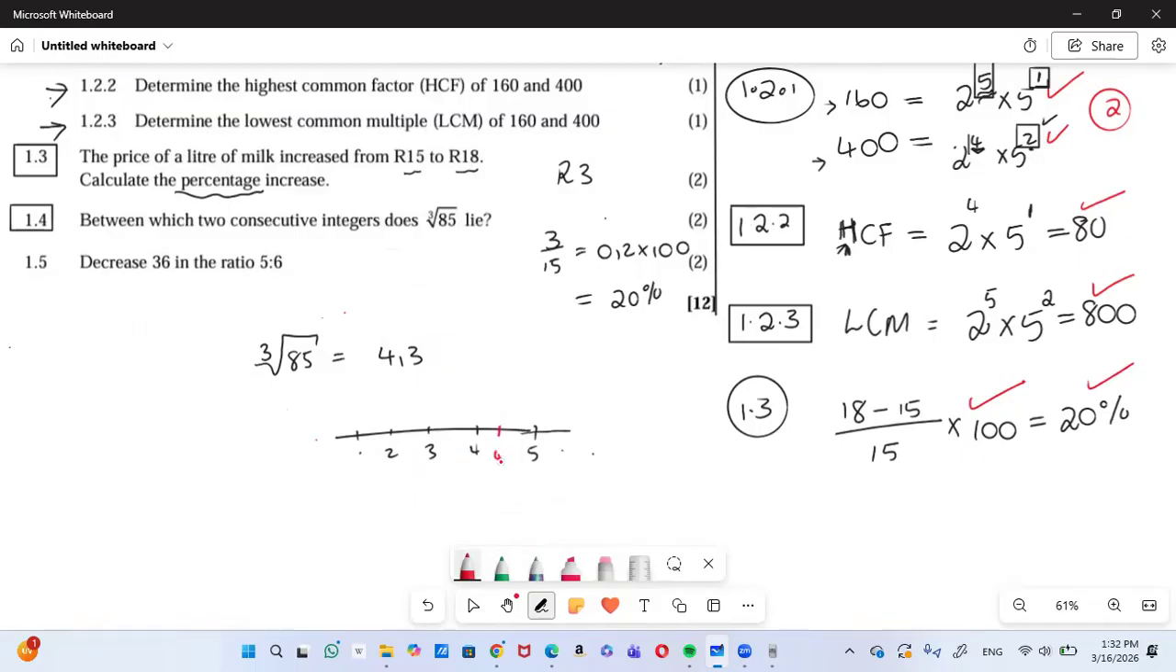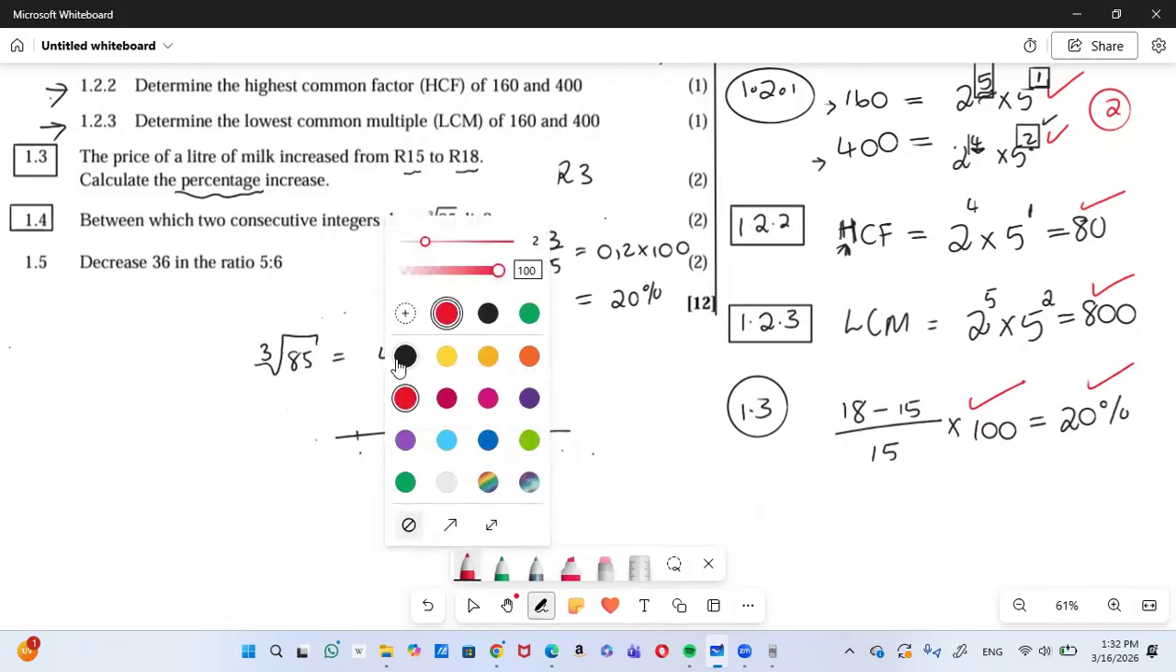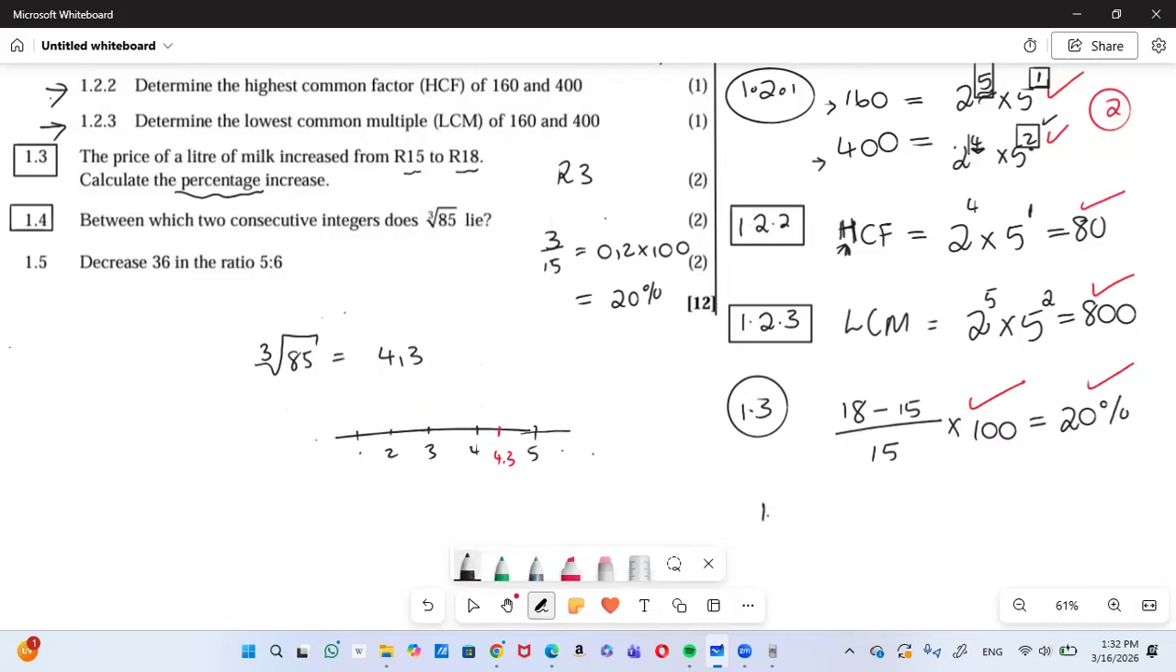4.3 in this case is going to lie between 4 and 5. And that is where the question was, between which two consecutive integers does this lie? So meaning it lies between 4 and 5. So for 1.4, our answer will be between 4 and 5. All right. And then now we go on to our last question.